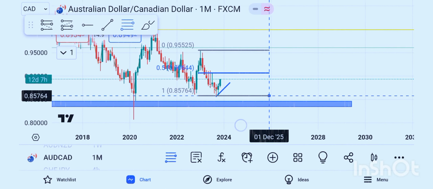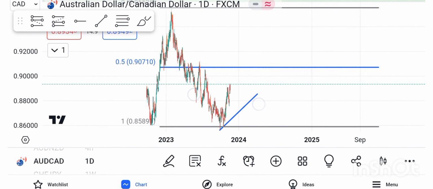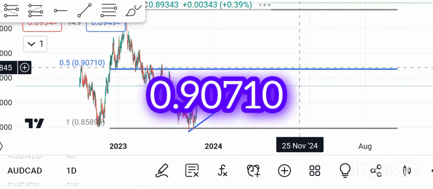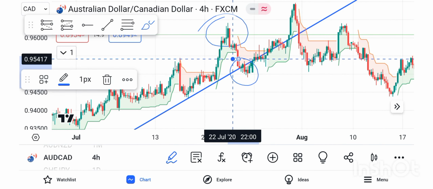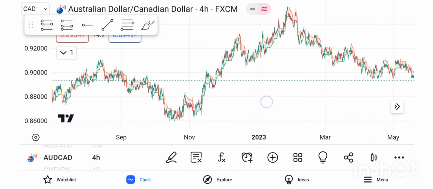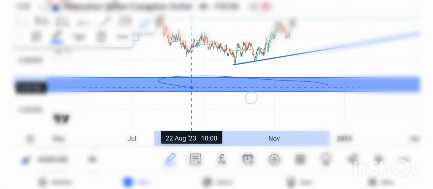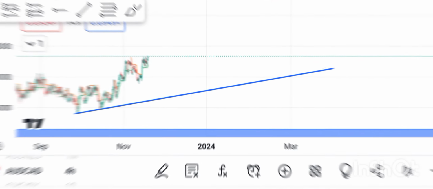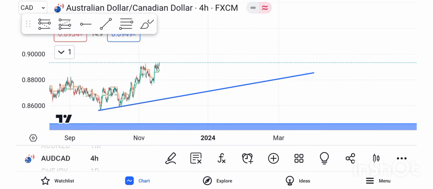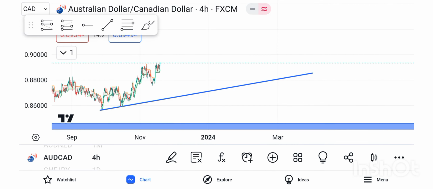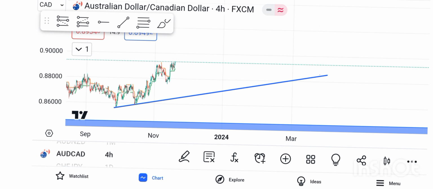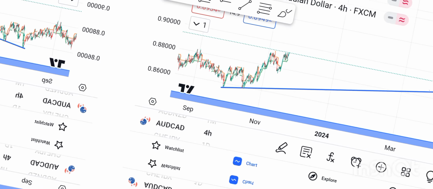What could possibly happen? It could possibly go as high as 90710. Do we start selling? No. We're going to now wait for the market to provide selling opportunities. We expect it to continue until it hits this blue bar right here. So that's where we are on AUDCAD. We're just going to be waiting for this trend line to be broken and retested, and then we'll enter the sell trade.